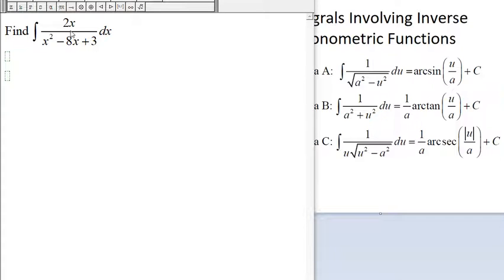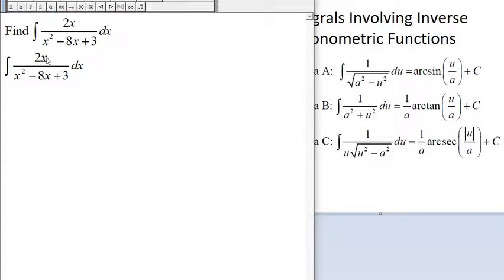If we have the indefinite integral of 2x divided by x squared minus 8x plus 3, this type of integral is a little bit tricky, so we can do something like this. If we let u be the bottom here, then du dx would be 2x minus 8. But the problem is we don't have the minus 8.